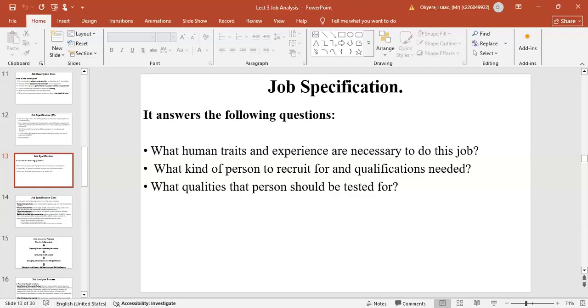And then it answers the question of what qualities am I supposed to have? So the specifications are going to answer all these questions. So if I ask you some of the questions that job specifications answer, if you know the definition of job specifications, you can be able to answer this question. Okay.